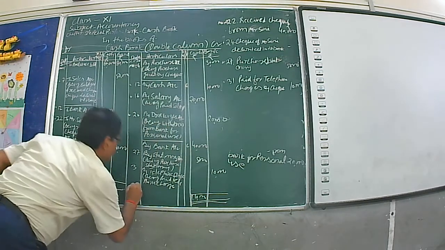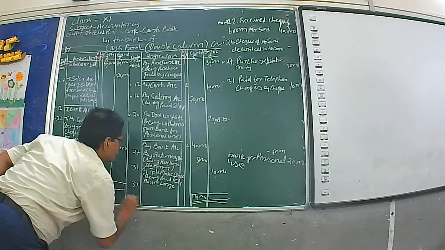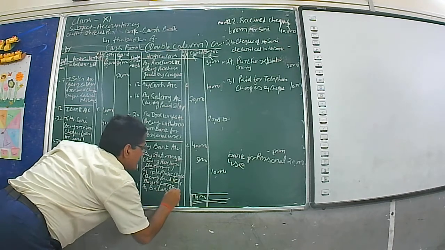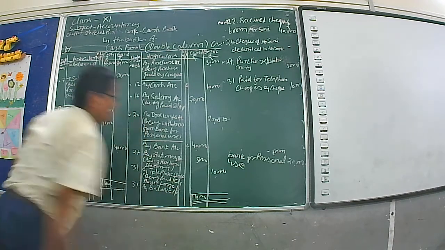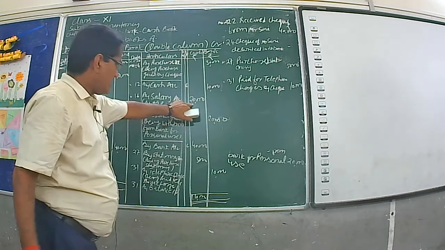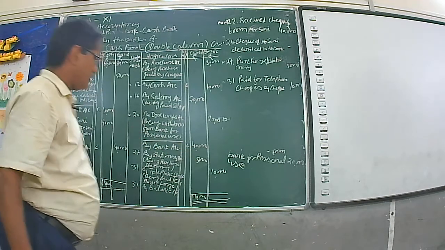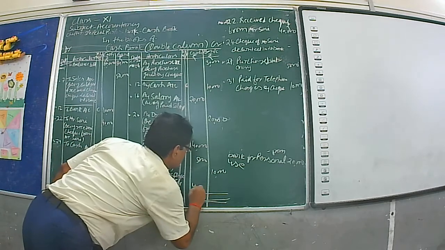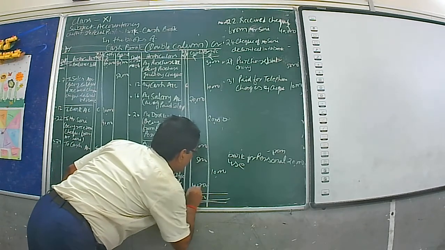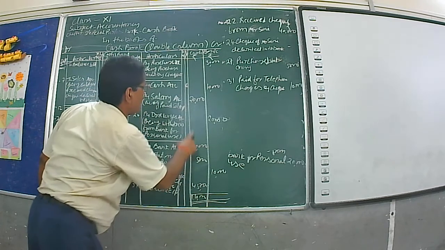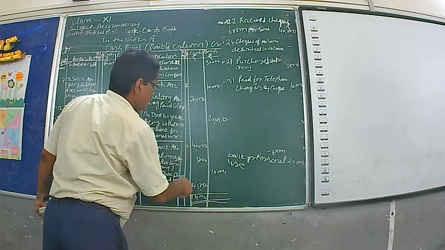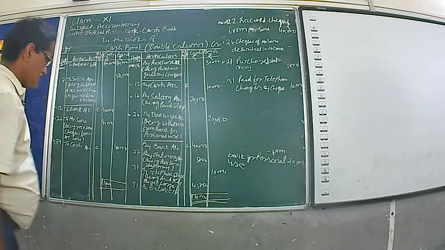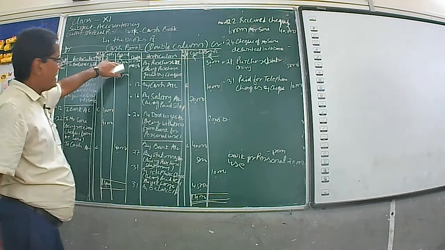And balance note down here, 31st March, by balance c/d. Here will be 20,000, 40,000, 60,000, 65,000. The balance amount will be 45,000. And next you will have to also balance the bank column.